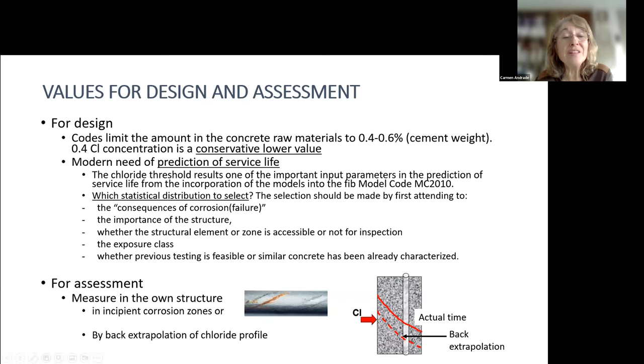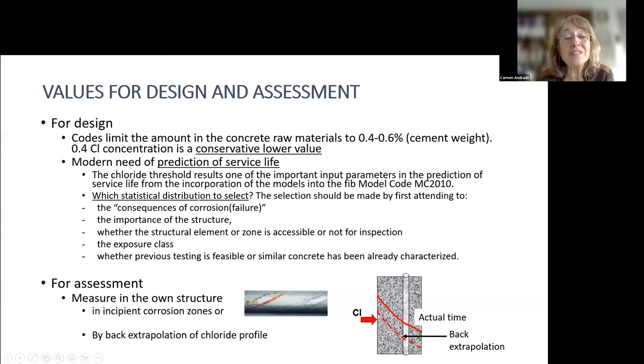Well, for design, we have the codes, and the codes try to control the amount in the raw materials of the concrete. In that case, 0.4, 0.6 is a good value. It's a conservative lower value. But if you are trying to apply for prediction of service life, in that case, this may not be interesting, as Frank has said, maybe not sustainable because it's too conservative.